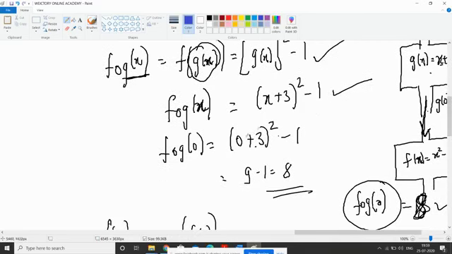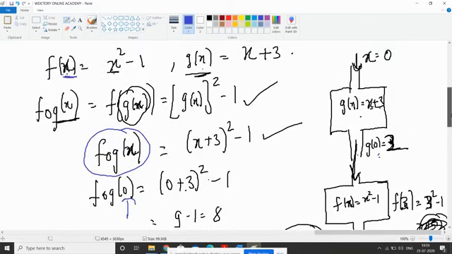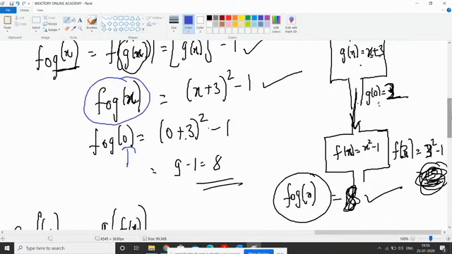So if the question comes f(g(0)), you can first find out f(g(x)) and then substitute 0, or you can find out g(0) first and then put it back in f(x). You will get the same answer both times, and you will get full marks. You can use either of the two methods.